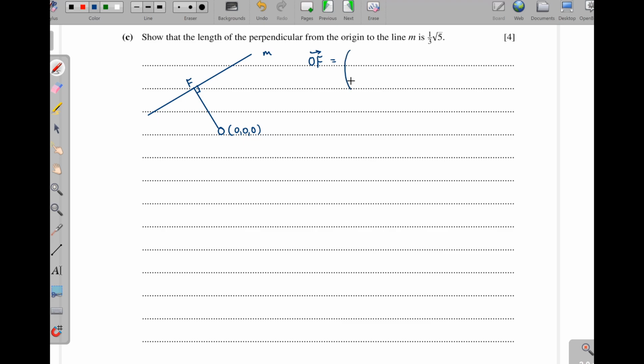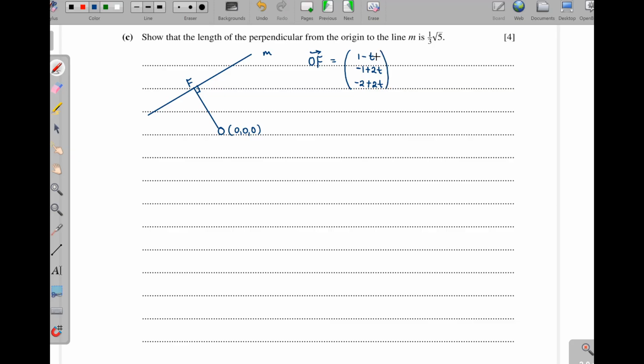We use the parametric equations of this line, M. So we shall have 1 minus t, then negative 1 plus 2t, and then negative 2 plus 2t. These are the parametric equations of this line M.